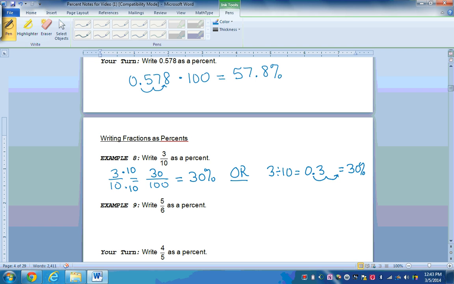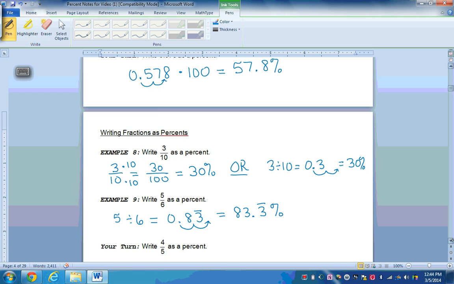Example 9, we can really only use the division way because 6 is not a factor of 100. So we are going to do 5 divided by 6. When you do that on your calculator, or if you remember your fraction decimal equivalencies, that is 0.83, where the 3 repeats. This is the decimal version. I need to change it into a percent by multiplying by 100. And when I do that, I get 83, but now remember this 3 is repeating, so there's a whole bunch of 3's after it, so it'll be 0.3 repeating after that percent. So there's our answer there. Hit pause, try these next 2 questions, and we'll check and see how you did.